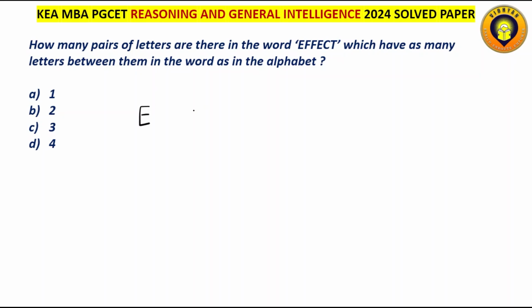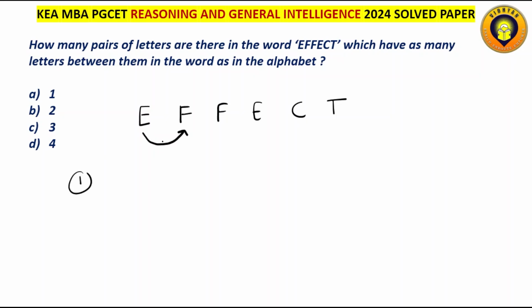See how you have to check. Check each letter. So this is E. The next letter of E is F. So F is in the same position, right? So this is one pair.